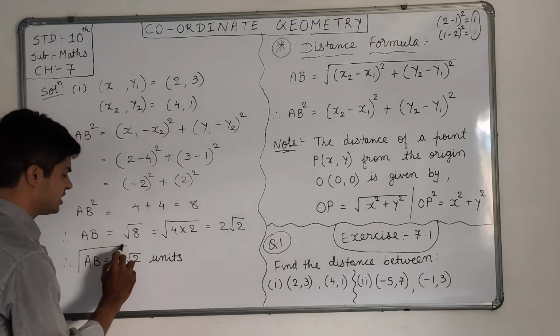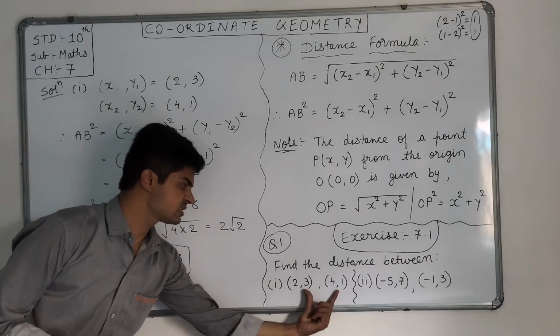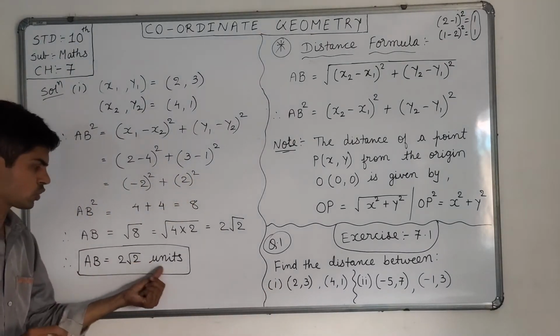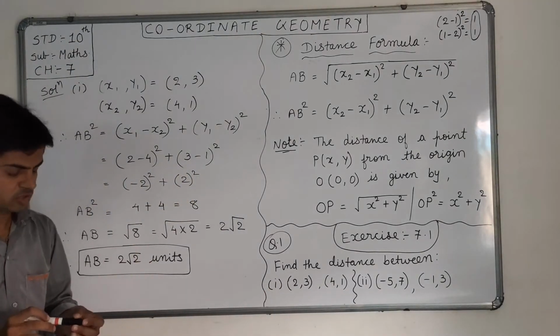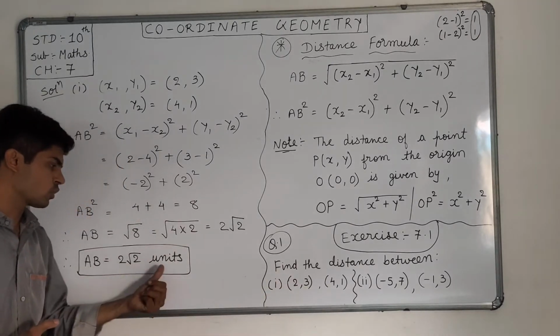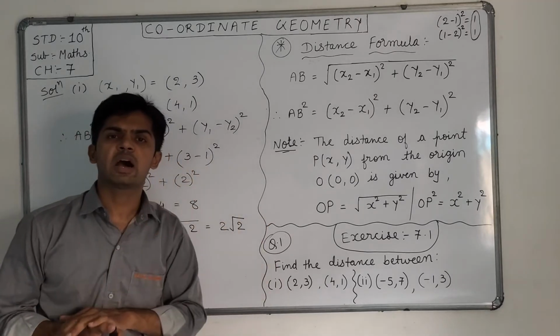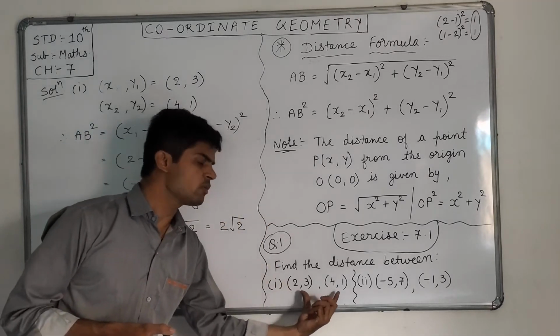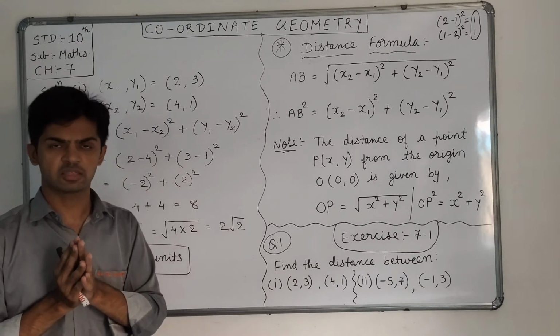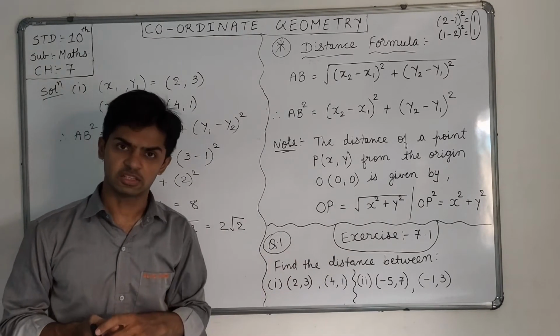Understood? The distance between these 2 points is 2 root 2 units. Understood? ये दोनों पॉइंट के बीच में डिस्टेंस क्या होगा? 2 root 2 units. Now these points you are not supposed to mark in your graph. ये जो दो पॉइंट्स हैं वो ग्राफ में मार्क करने की जरूरत नहीं. Simply by using our formula we can get our answer.